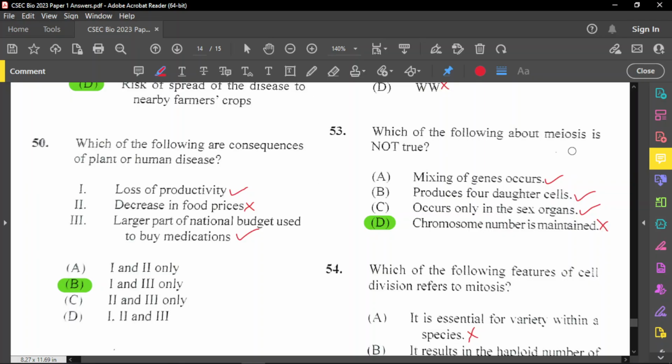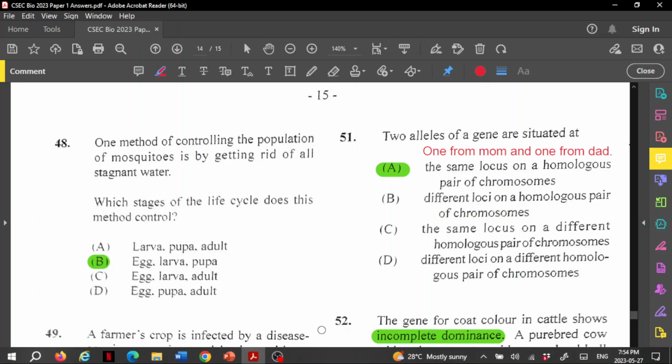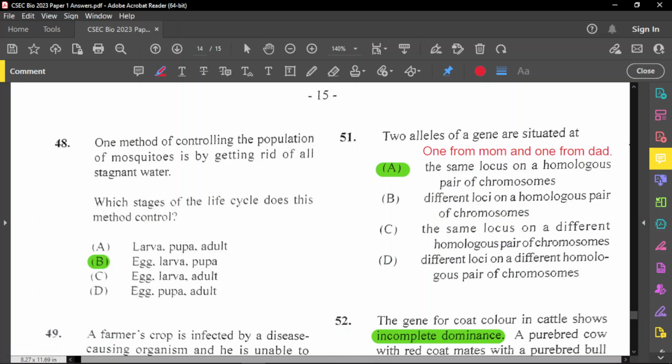All right, so 51, which I think I have a slide back up. For that one, I'm almost sure. Yes, 51. And once you see the 50s, you know that we are very close, right? All right, so I apologize for the lengthy review. All right, 51. It said, two alleles of a gene are situated at what? Okay, and so I just want to make a note right here. It said two alleles of a gene are situated at, and I'll talk about the notation afterwards, because A is the correct answer.